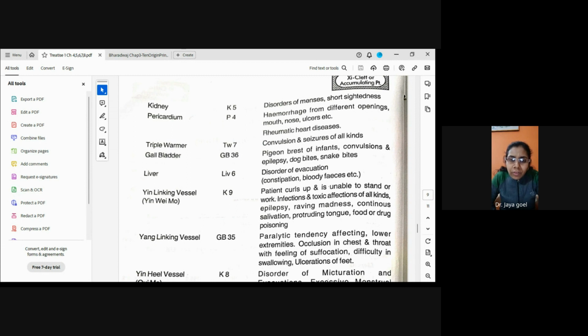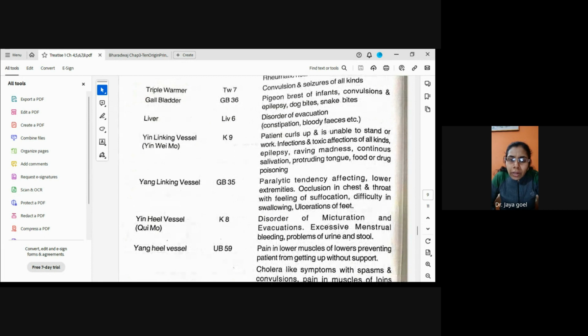The next extraordinary vessel is the yang linking vessel, and the key point of the yang linking vessel is GB35. Paralytic tendency, meaning a paralytic patient with lower extremity problems, occlusion of the chest or throat, or a feeling of suffocation, is treated on GB35. Difficulty in swallowing and ulceration of the feet are treated on the yang linking vessel, that is GB35, the key point of the yang linking vessel.